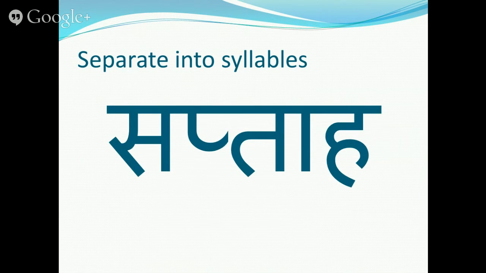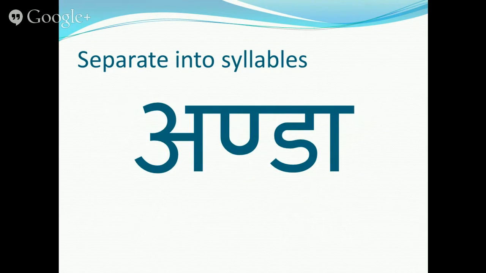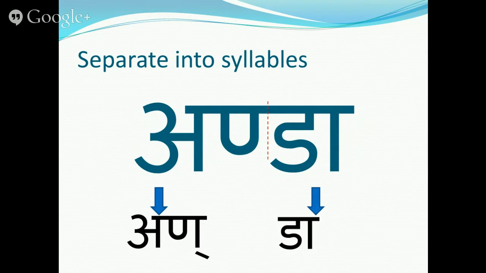And so let's practice this. Here, where are we going to break? We're going to break this conjunct, right? And then we're left with sup, followed by da. See, we broke it into two syllables. The vowel in the first one is u and the vowel in the second one is ah. So two syllables, each with one vowel. Why? Because each syllable has to have one and only one vowel. First is un, and then second is da.